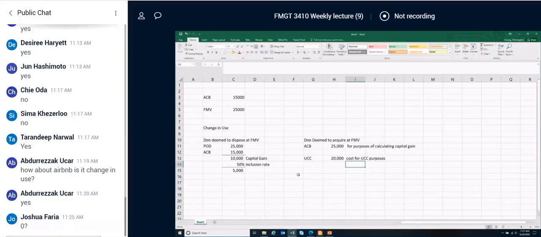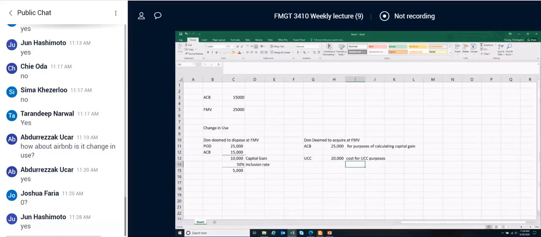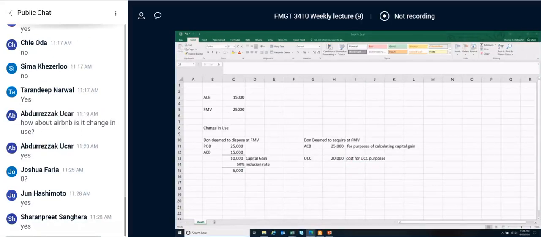So this is supposed to equalize the consequences that you get from the deemed disposal versus when you acquire assets and you can put them into UCC. Does that make sense? Okay. So that's the backdrop of change in use in general.